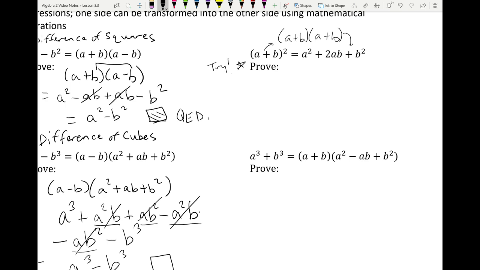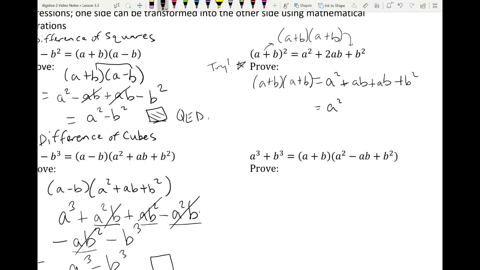All right, so let's go over the problem. We want to rewrite (a + b) squared as (a + b) times (a + b). Then we want to FOIL this. So we have a times a is a squared. Now a times b is ab, and it's positive. We have b times a is ba, or ab, positive. And then b times b is b squared.